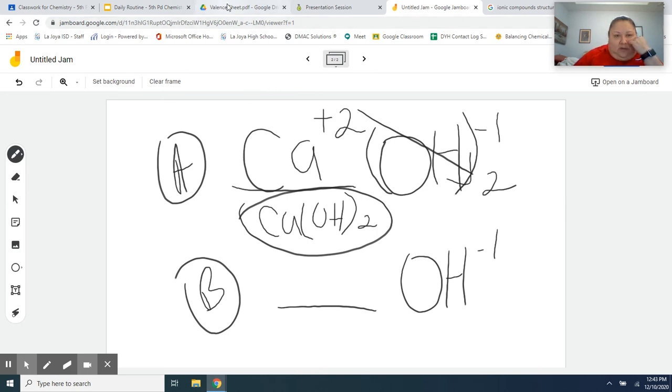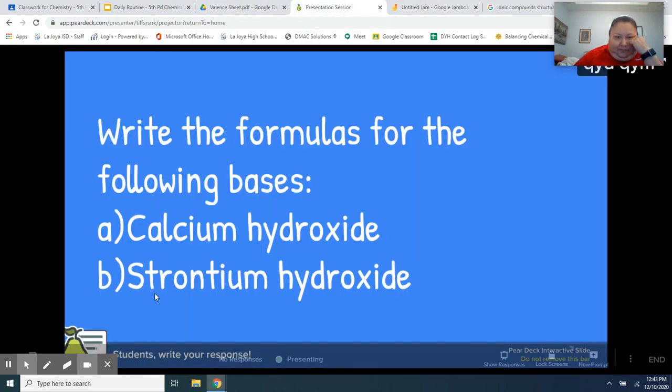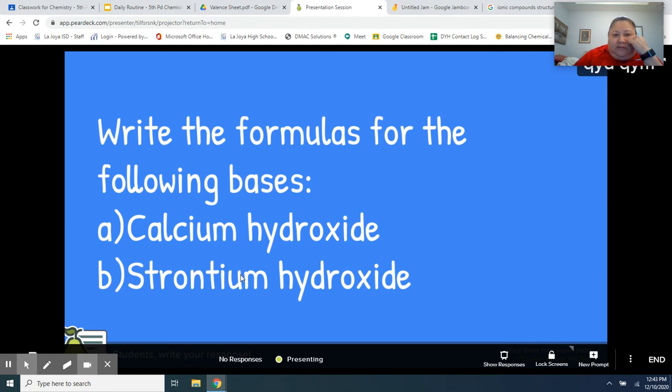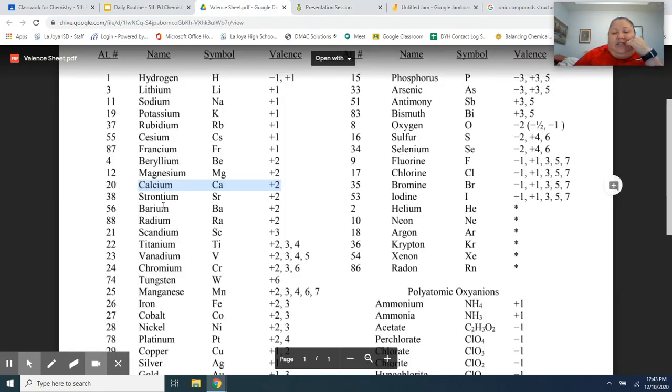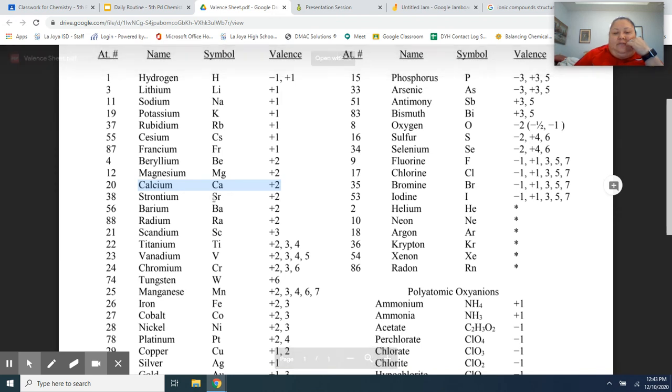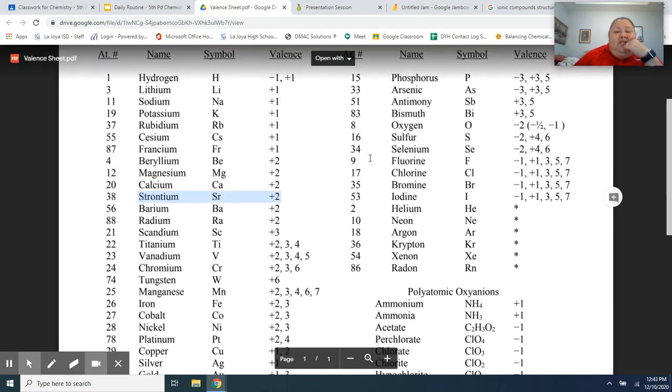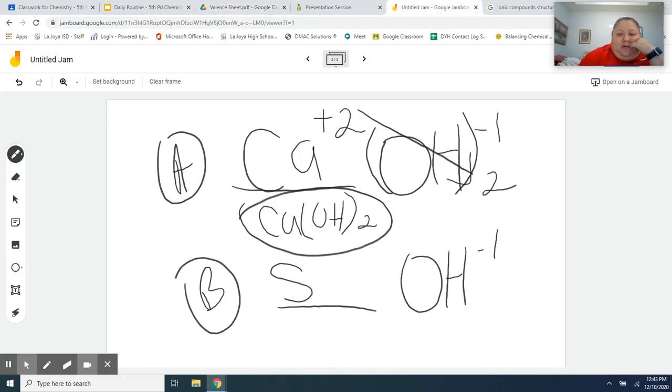Okay, what about the second one? Strontium. According to your valence sheet, what's the symbol and the charge for strontium? What is the symbol and the charge for strontium? Sr positive 2. Okay, if I put that in here, what's my formula?